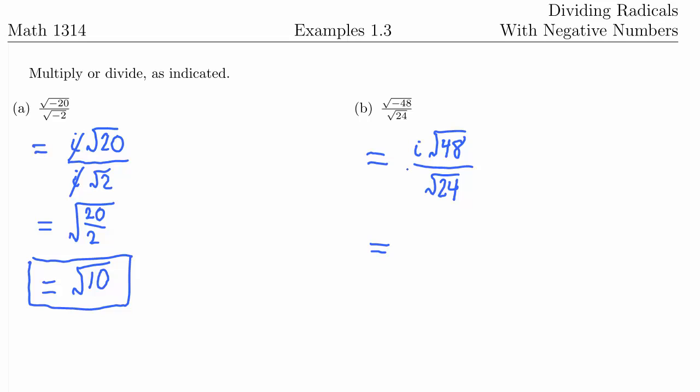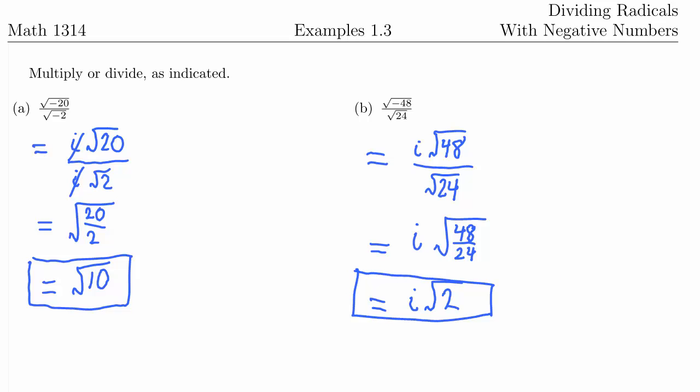I'm going to bring the i out front, so that gives me i, and then I just have the square root of 48 divided by the square root of 24. And just like before, I can put those into the same radical. I still have my i. 48 divided by 24 simplifies to 2. And the square root of 2 cannot be simplified any further. There's your answer.